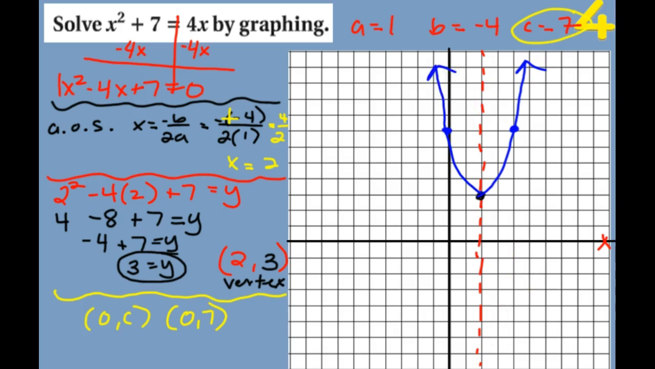And there's our parabola. They asked us to solve this, to figure out where it crosses the x-axis. And you guys, it doesn't cross the x-axis. It's way up here. So this one, the answer would be that there is no real solution. Or just no solution. Either way, it's not going to touch the x-axis.